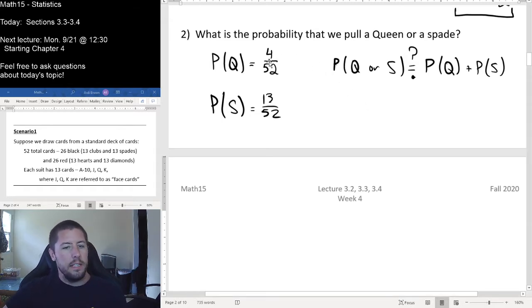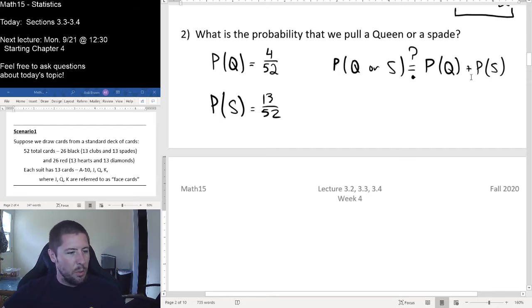What I'm realizing here is that one of these 4 is the queen of spades, and one of these 13 is also the queen of spades. So if we just added up all the chances of getting a queen and all the chances of getting a spade, we've accounted for the probability of getting the queen of spades in both of these groupings. But there's only 1 queen of spades in the deck.